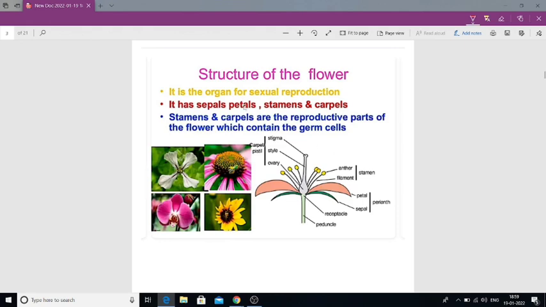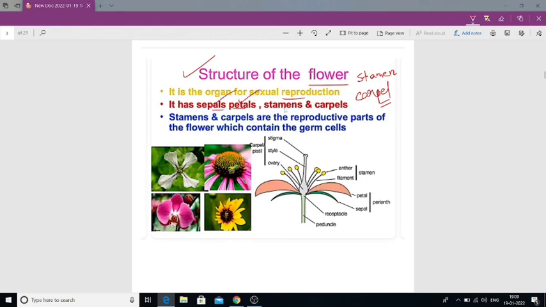Here students, the next slide, structure of the flower, we have already done that. It is the organ for sexual reproduction. So in the flower, what are the sexual parts? Just now I told you, the reproductive parts. Stamen, can you recall what the stamen is? It is the male part, and the carpel is the female part.